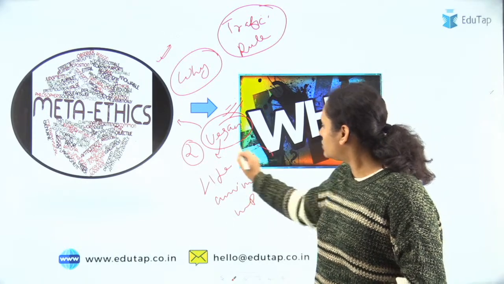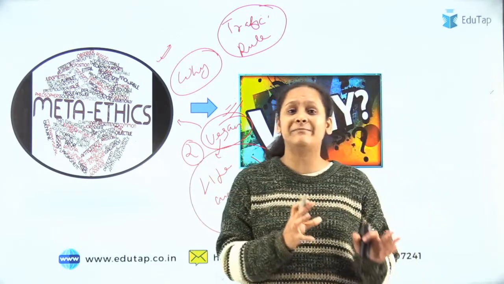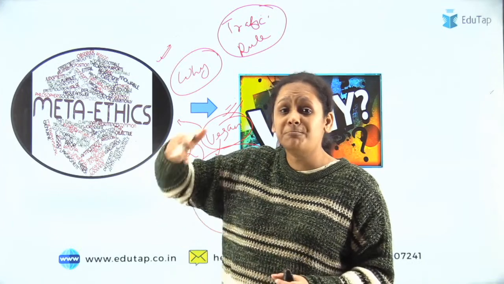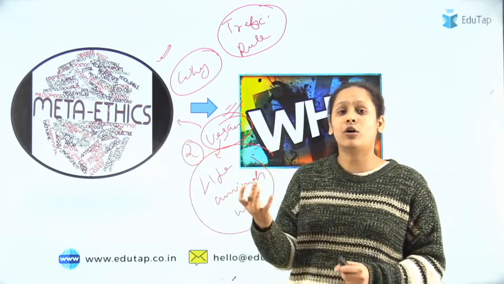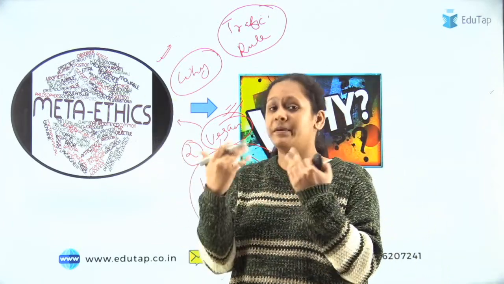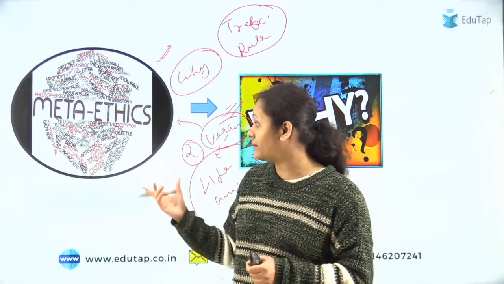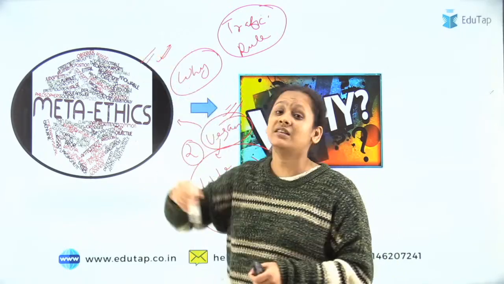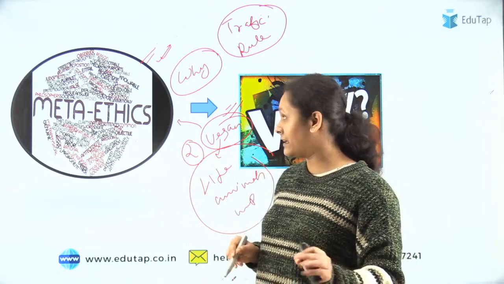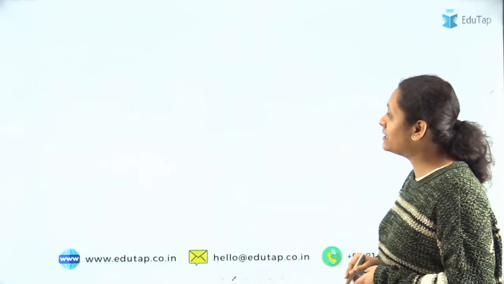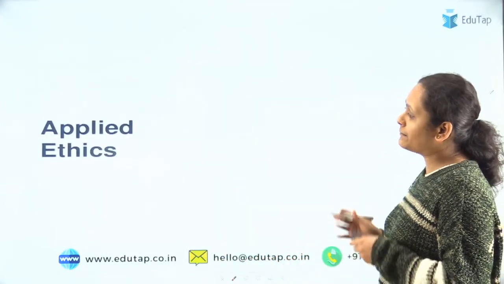Okay. So this is what simply meta ethics is. It goes beyond the answer of something good and beyond answering something between good and bad. It gives you the reason why something is unethical. And lastly, we'll speak about applied ethics.